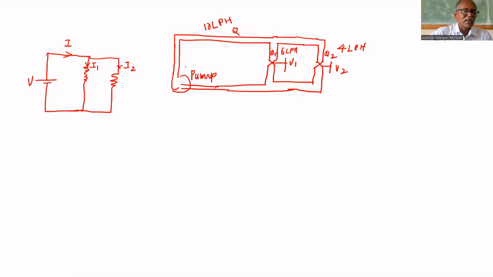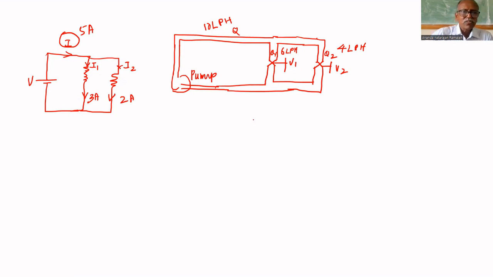The same here, if you know the total current, suppose total current is 5 ampere. Current through the first part is 3 ampere, then definitely what is the current through this? 2 ampere, because these two are in parallel.